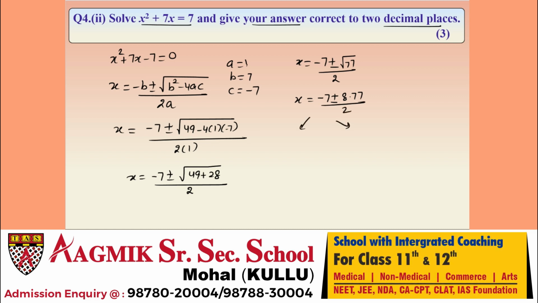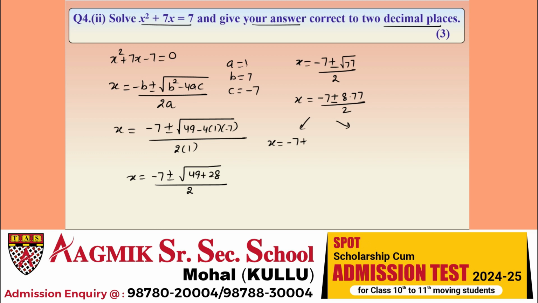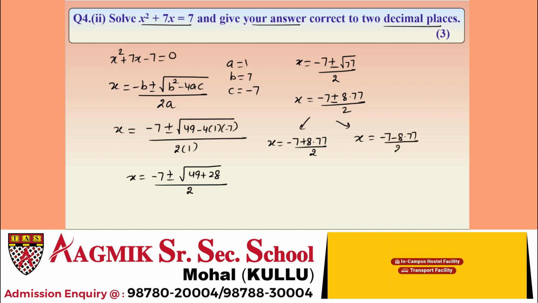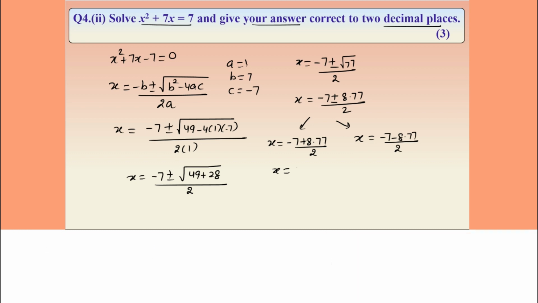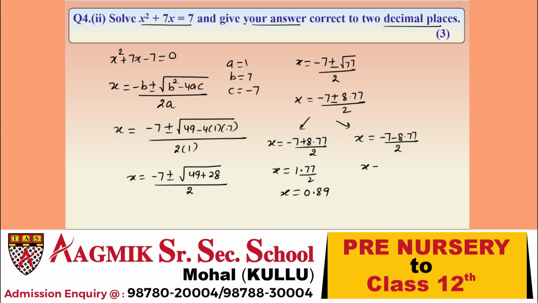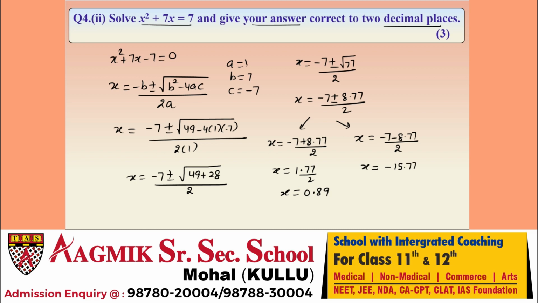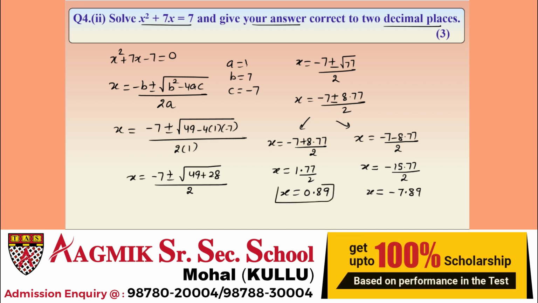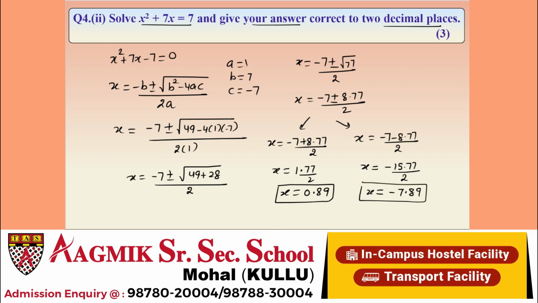So there are two cases. Either x will be equal to minus 7 plus 8.77 by 2, or x will be minus 7 minus 8.77 over 2. In the first case, we get x as 1.77 divided by 2, which is approximately 0.89. And in this case, it is equal to minus 15.77 divided by 2. So in this case, it will be minus 7.89. So these are the two solutions, rounded off to two decimal places.